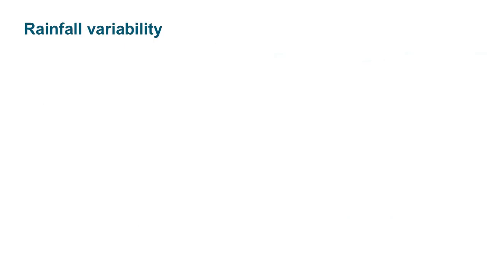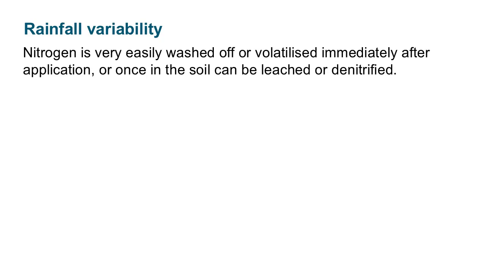Ultimately, it's the variability of rainfall that makes nitrogen management quite challenging in the tropics. For example, if you were to broadcast fertiliser over a field and have a high amount of rainfall, it can be very easily washed off. Alternatively, if you have a very small amount of rain, it may be volatilised after that application's taken place.